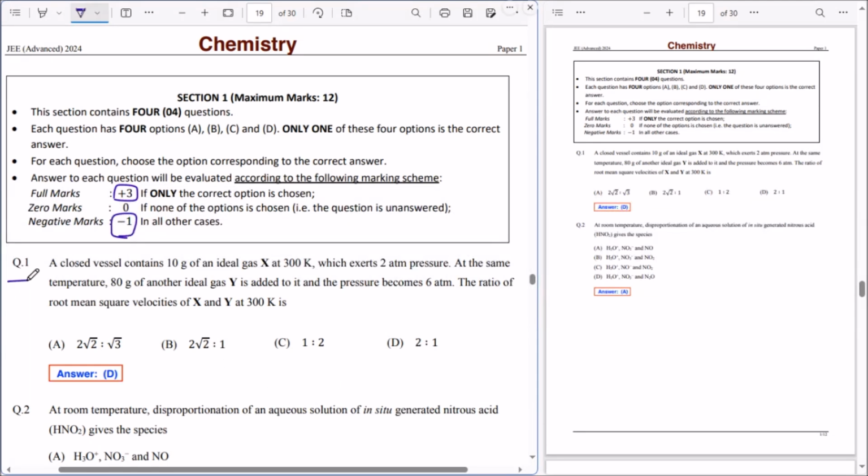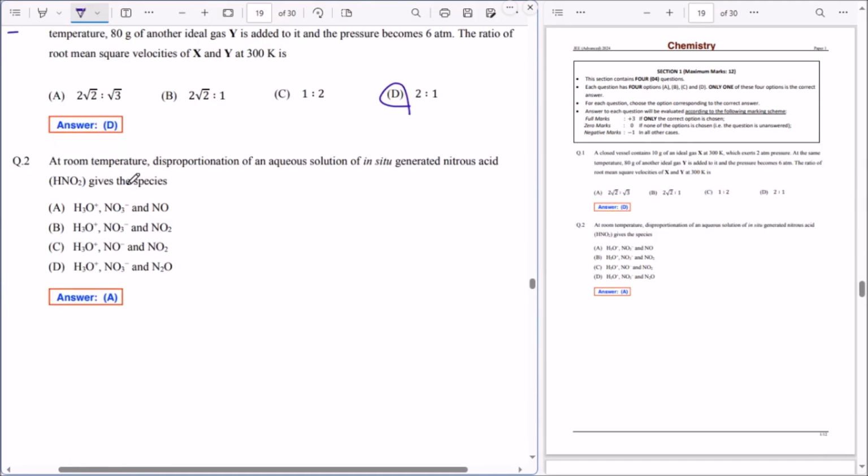Question number 1. A closed vessel contains 10 grams of an ideal gas X at 300 K, which exerts 2 atmospheric pressure. At the same temperature, 80 grams of another ideal gas Y is added to it and the pressure becomes 6 atmosphere. The ratio of root mean square velocities of X and Y at 300 K is option D, 2:1 is correct option, students.